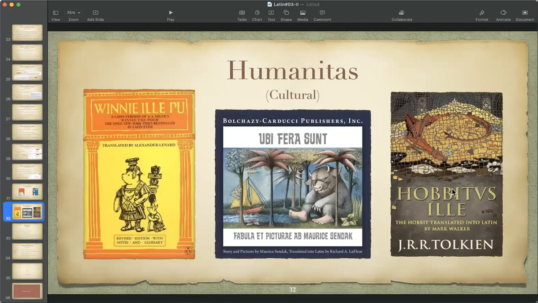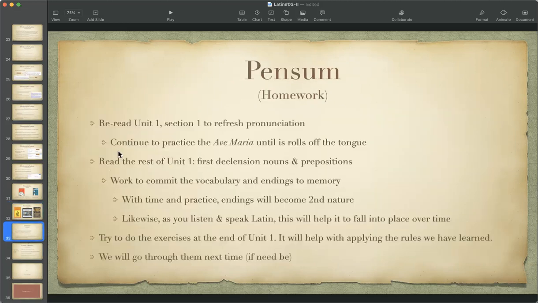This was, I forget who did this. Mark Walker. Yeah, that was very good. Both of these are very good. I have not actually seen this one. Now, Bolchazy-Carducci is a very excellent publisher, so I'm sure they did a good job of that.